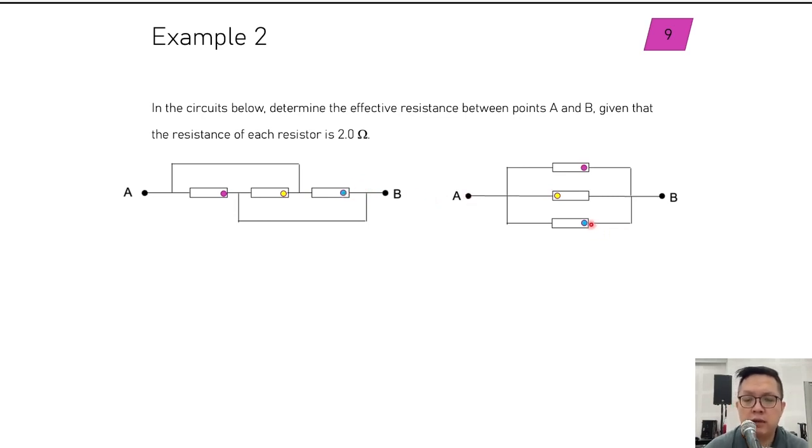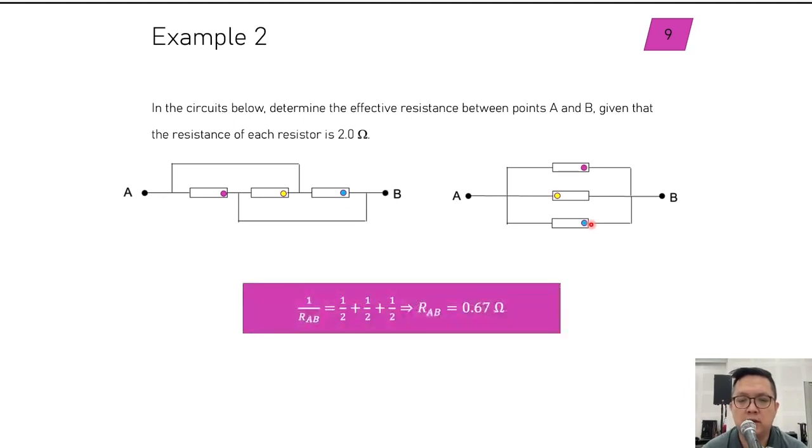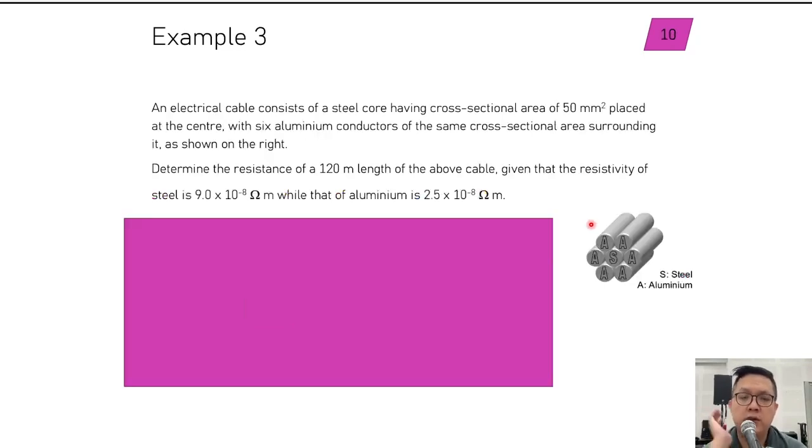So this one, now this becomes very, very easy to do. This is just 3 2 ohm resistors in parallel, and we can just add them up together like this. Okay, so the trick for this question is how you're going to redraw your circuit, right? Okay, next we look at example 3.